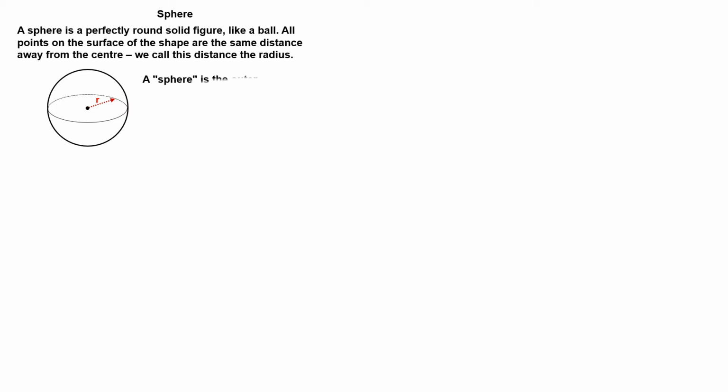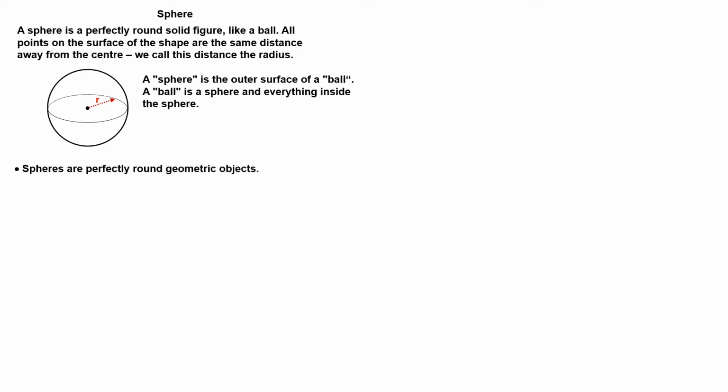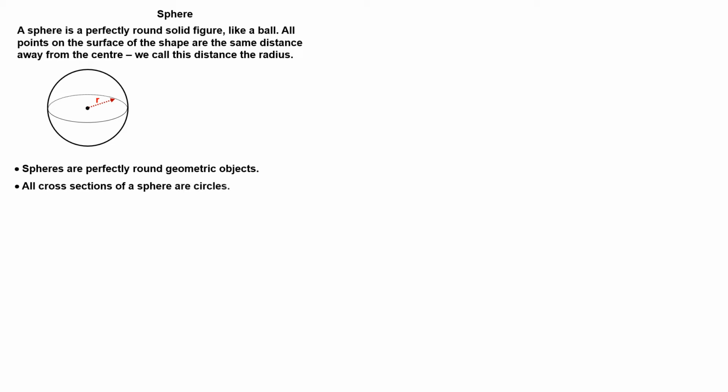A sphere is the outer surface of a ball. A ball is a sphere and everything inside the sphere. Spheres are perfectly round geometric objects. All cross-sections of a sphere are circles.